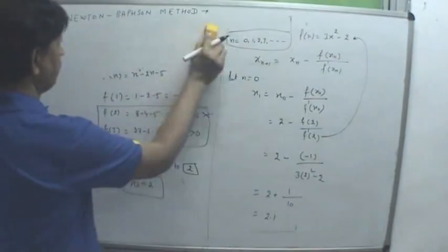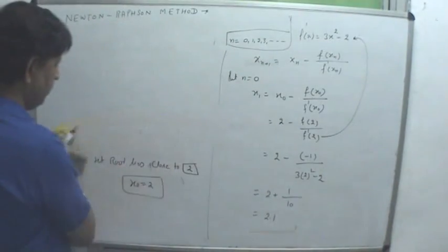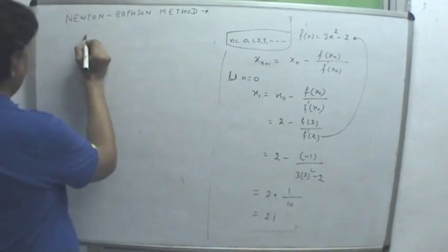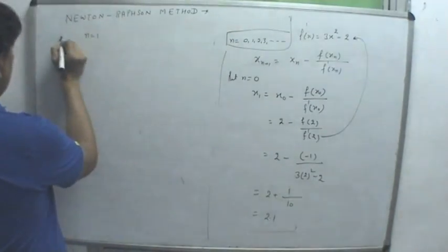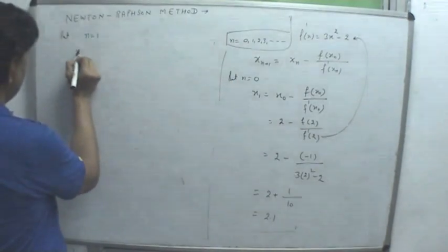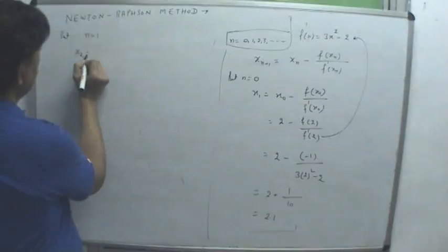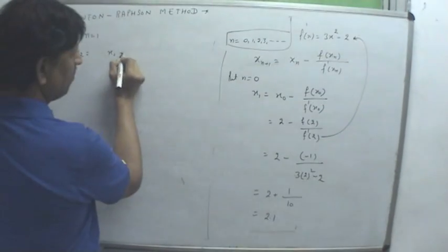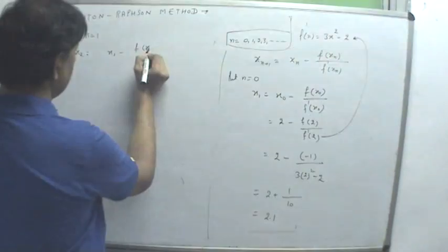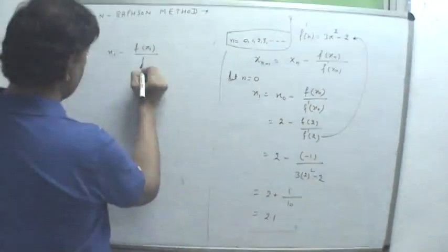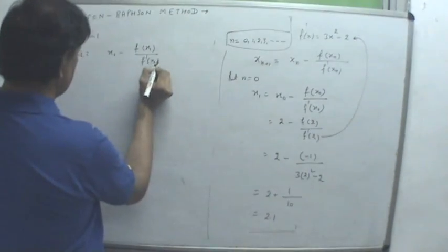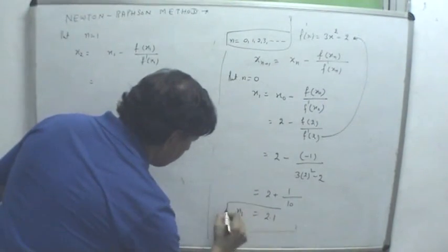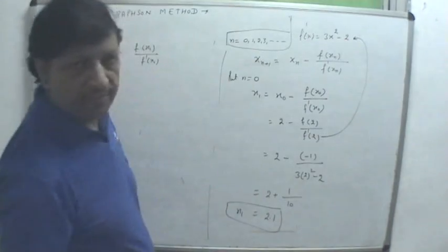Similarly, we can proceed further by putting the values of n. Now, if we take n is equal to 1, then x2 is equal to x1 minus f of x1 divided by f dash x1. Then what is x1? Here it is the x1 which we calculated in the previous step, that is 2.1.